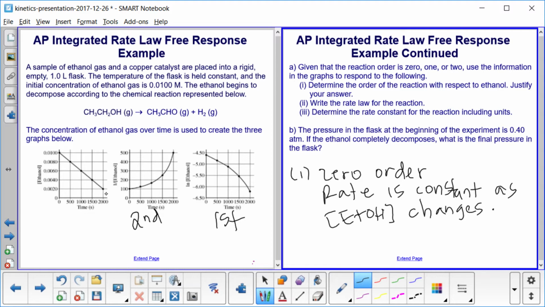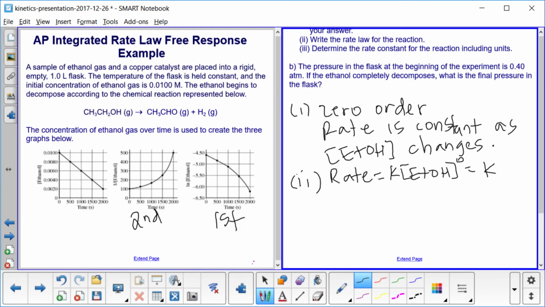All right, so part 2 here, II, says to write the rate law for the reaction. So if it is 0 order with respect to ethanol, remember that rate is equal to K times the concentration, but it's 0 order. Anything raised to 0 exponent is 1. So the rate is just equal to K. Rate is just equal to K.